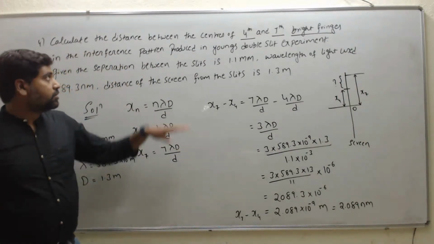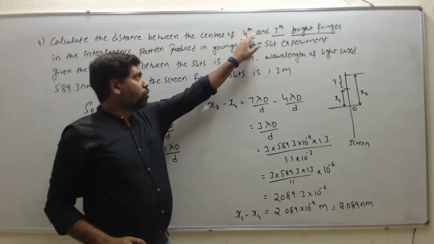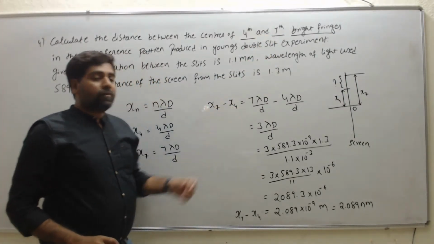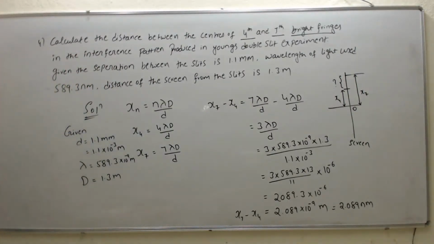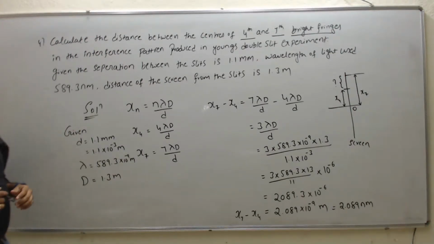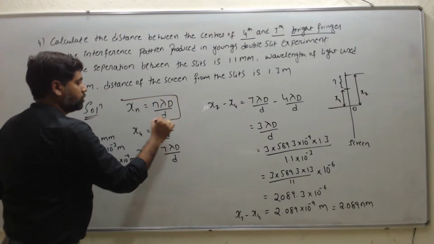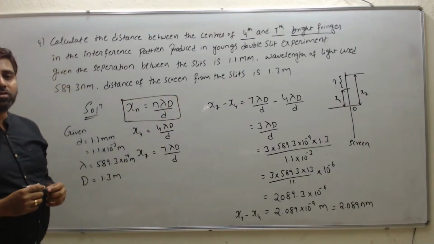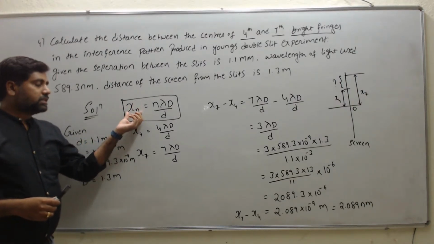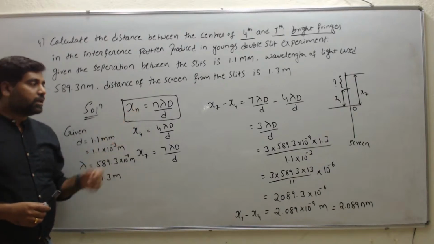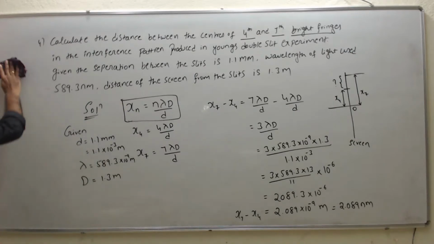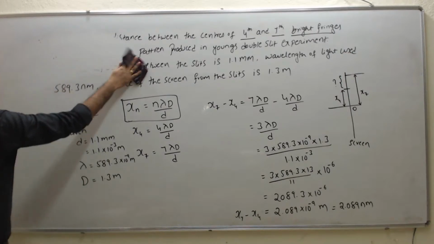x4, the distance between the centers of the fourth and seventh bright fringe. So we need to subtract the seventh bright fringe with the fourth bright fringe. Then the solution is 2.089 nanometer. Right? So we have to remember this one. Xn is equal to n lambda D divided by d, where xn is the distance of the bright fringe from the central bright fringe. Right? So move on to the next question.